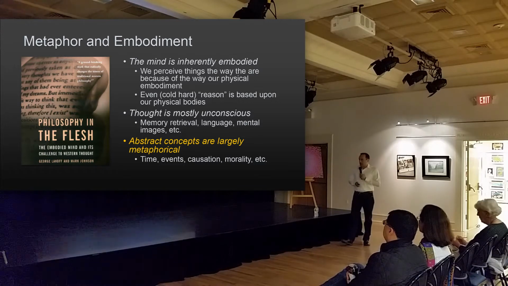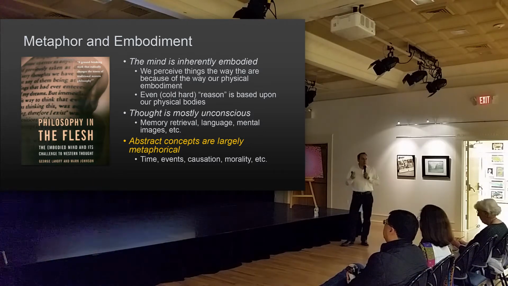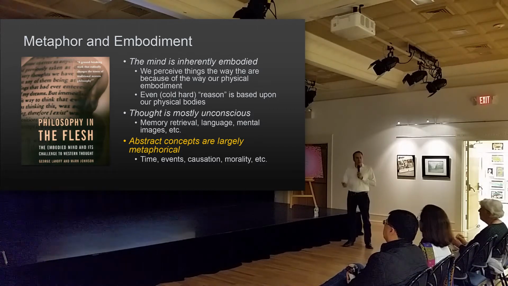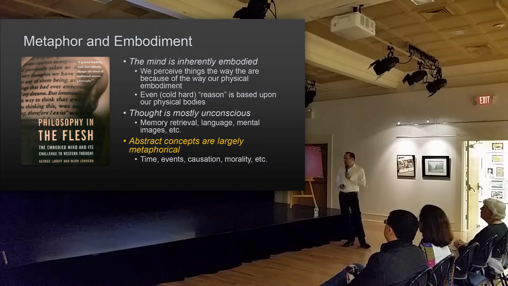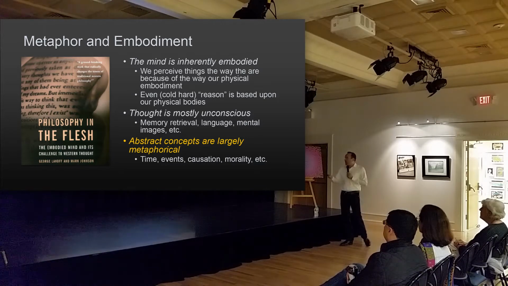The second key point of their book, which is a massive book, a very interesting one, is that thought is mostly unconscious. Things like memory retrieval, image formation, the sentences that we're actually going to form, most of that occurs below the level of awareness. So this is not a Freudian kind of repressed unconscious. This is just below the level of our awareness. A lot of what we're thinking about occurs this way. And then the final key theme of their book is that abstract concepts are largely metaphorical.